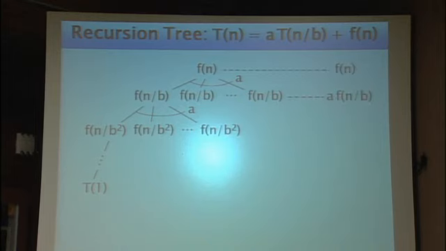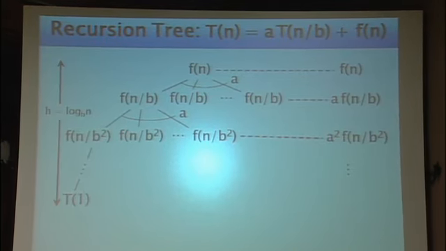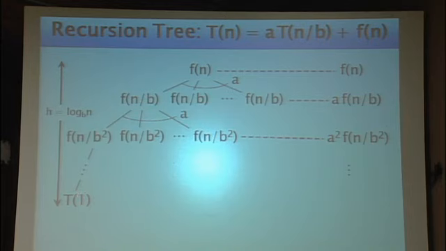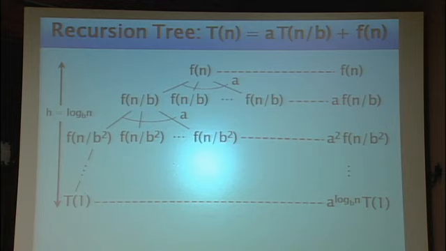So we get f of n, we get a f of n over b, a squared f of n over b squared, and we keep going to the height of this. Since we're dividing the argument by b each time, to get down to 1 is just log base b of n. So the number of leaves, since this is a regular a-ary tree, is a to the height, which is a to the log base b of n, and for each of those we're paying T of 1, which is order 1. Now it turns out there's no closed form solution if I add up all these terms.